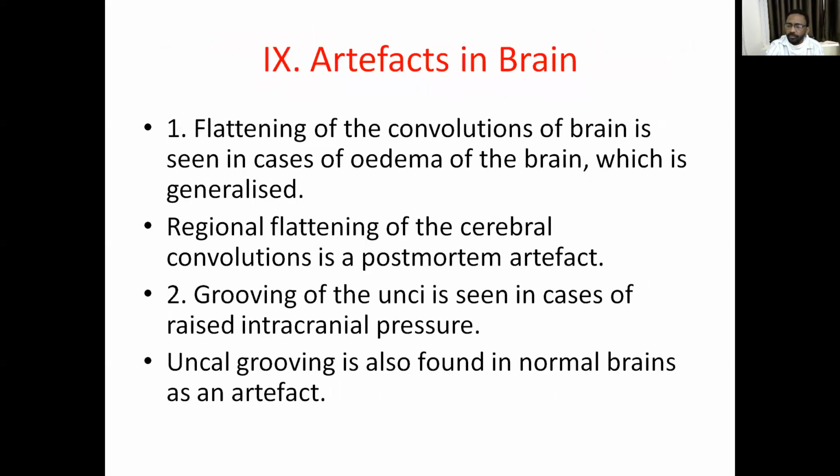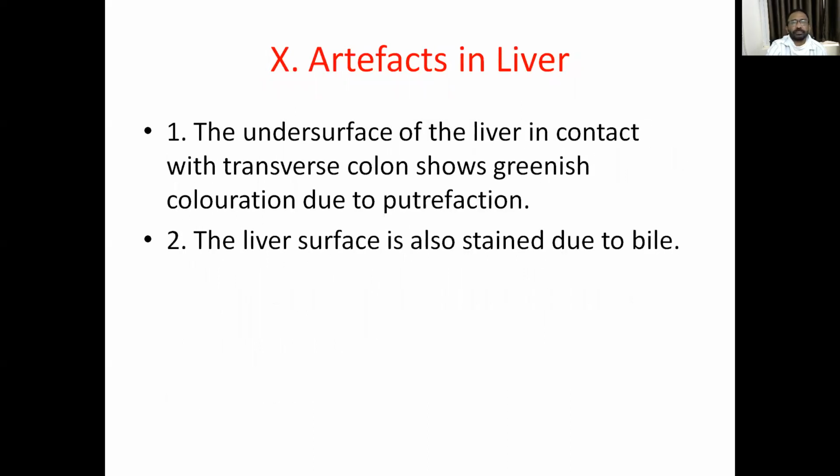And artifacts in the brain. Brain artifacts are very easy to diagnose. The convolutions of the brain may be flattened in edema, the brain edema, and narrowing of the sulci and flattening of the gyri will be seen. This is due to the edema of the brain tissue. You can differentiate it from the original flattening and narrowing of the sulci. It can be differentiated.